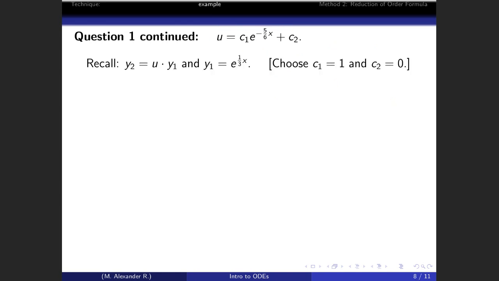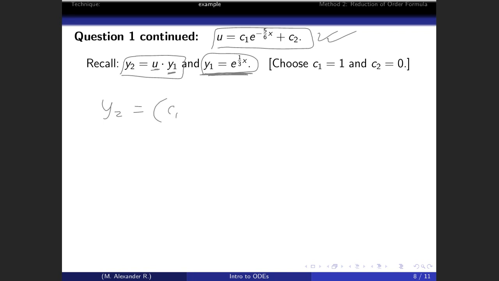Okay, so we have the u function, and we have to recall that we initially were looking for the y2 function, and the y2 function is u multiplied by y1. The y1 was given to us from the problem, and we needed to find the u, which we did. Okay, so it's up here, and so now we substitute things in here. And so y2 is going to be equal to, this is the u function, C1 e raised to the negative 5/6 x plus C2, and then multiplied by the y1 function, which is e to the 1/3 x.